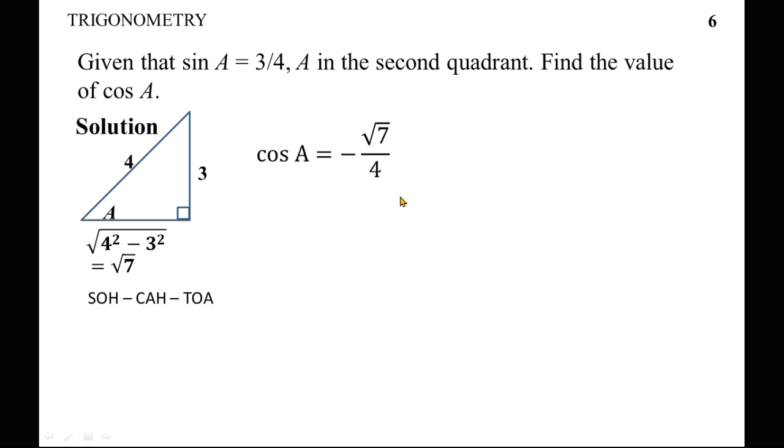But since the angle is in the second quadrant, it means that cosine will be negative, minus square root of 7 over 4.